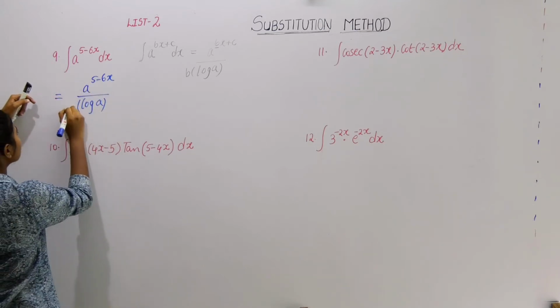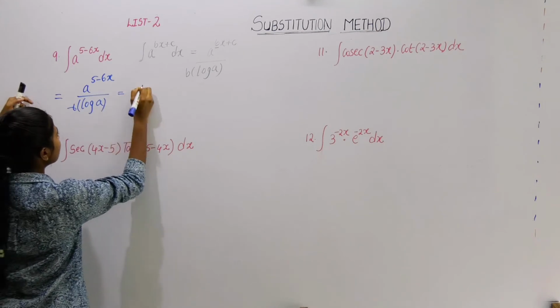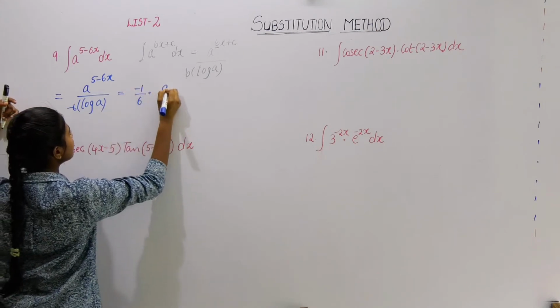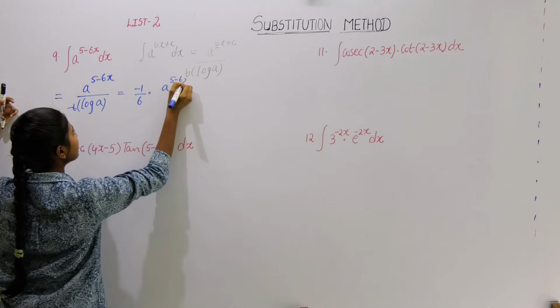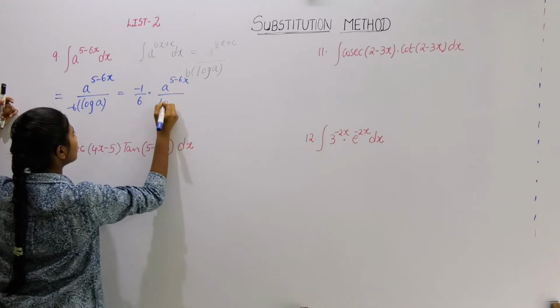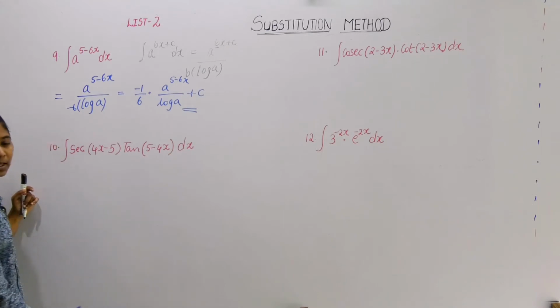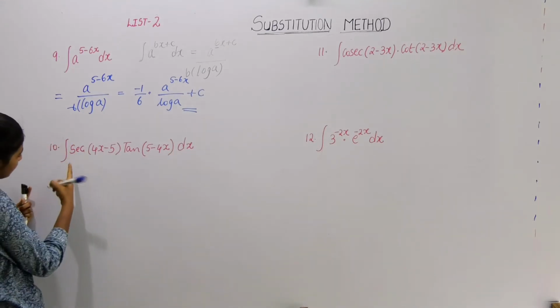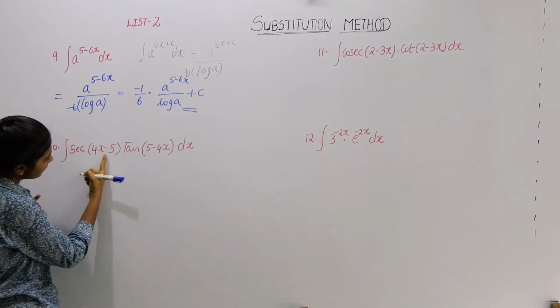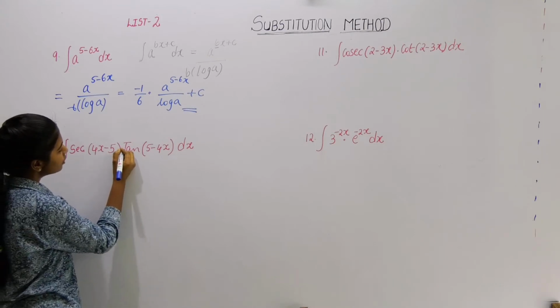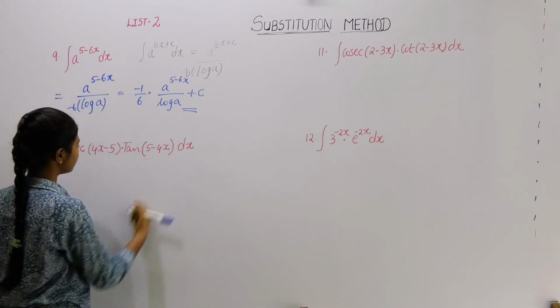It is minus 6. Finally we get minus 1 by 6 into a to the power of 5 minus 6x by log a plus c. This is the final answer. Next, 10th one. Integral secant of 4x minus 5 into tan of 5 minus 4x dx.